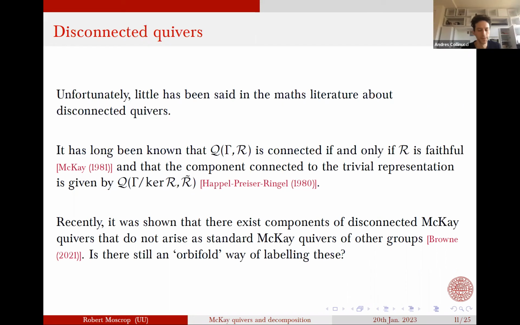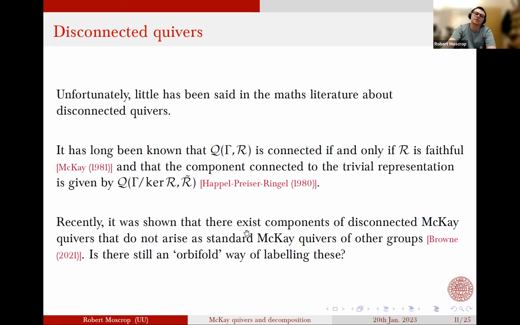Thanks. So what Hazel Brown recently said was, not only are these things not well studied, it turns out that if you do this for an unfaithful representation, there are components that don't arise as the standard McKay quivers of other groups. Now this is interesting because it means that if I want to interpret these things physically, could these be a signal of different theories, or something more intricate?